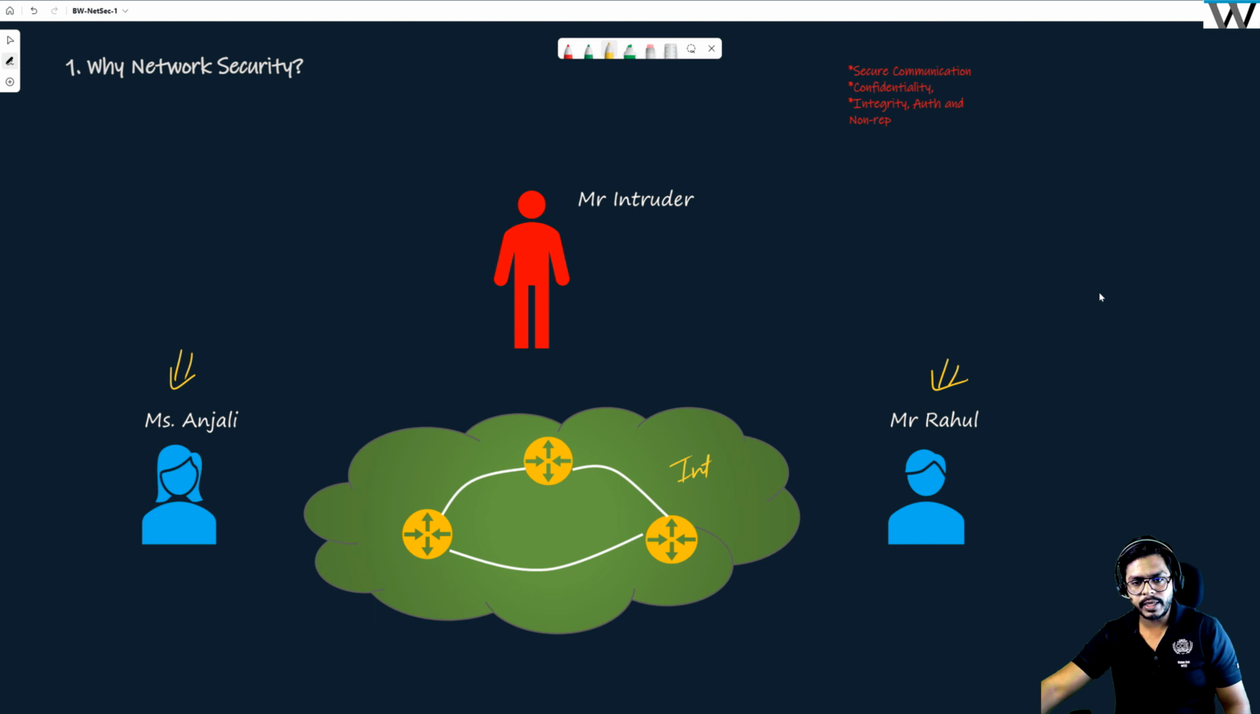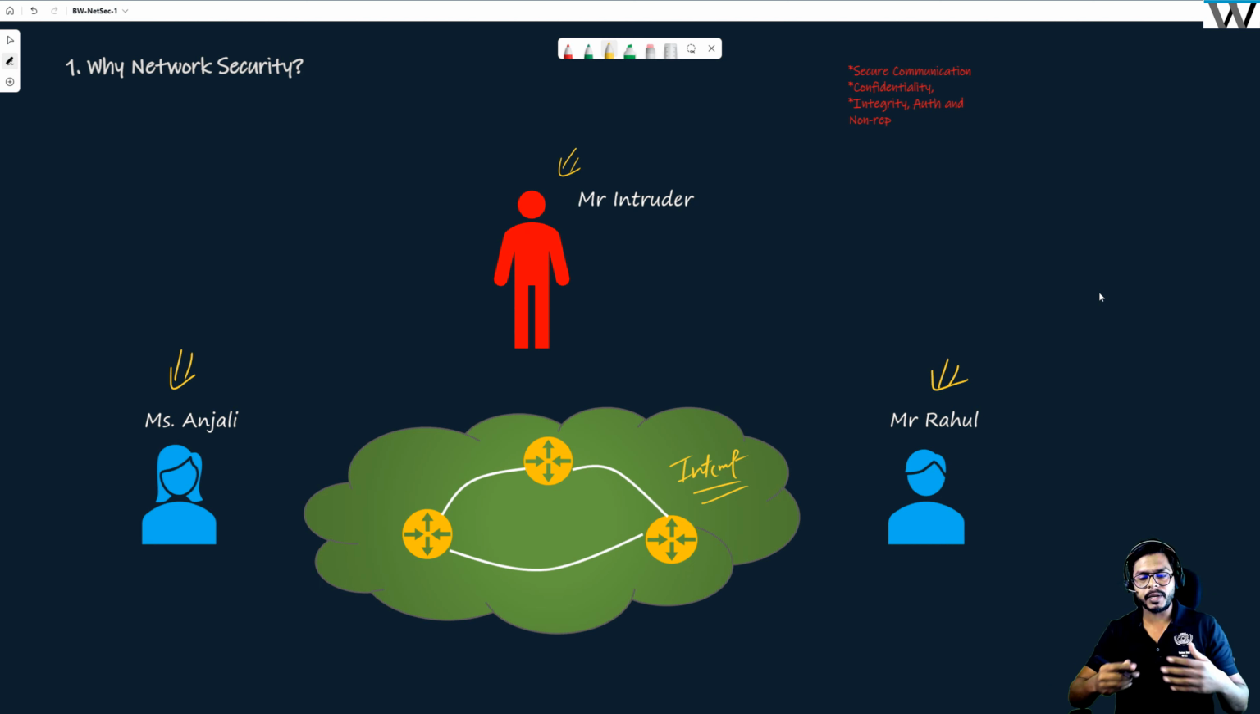And if they are talking over the internet, it is important for Rahul and Anjali that their messages are always for themselves, right? And nobody else can see those messages. But believe me, if you are talking on a public internet, there are so many people just sitting there to see your conversation, to watch your messages, and just destroy your conversation.